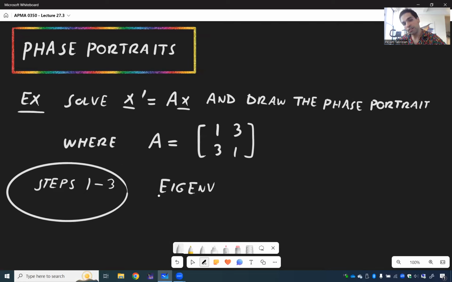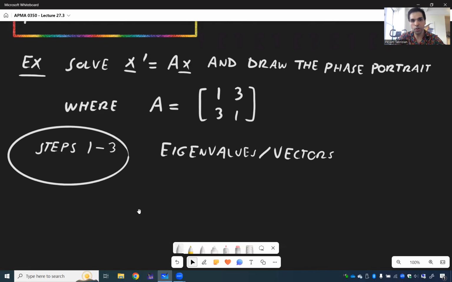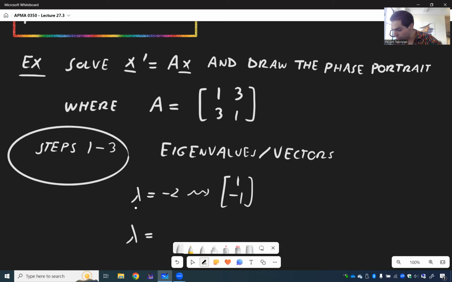So eigenvalues and then eigenvectors. I want to go right down to business. So what you find is that the eigenvalues are -2 with eigenvector (1, -1), and lambda equals 4 with eigenvector (1, 1).